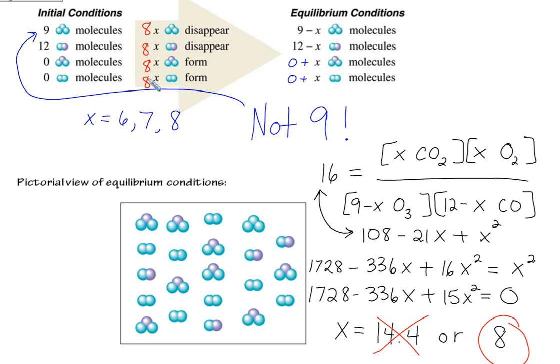So here's a visual of the final equilibrium conditions. We should decrease that by 8, so there should be 1 O3. There we go. There should be 12 minus 8, 4 carbon monoxides. 1, 2, 3, 4. Yep. And then the products will go up by 8. So there should be 8 CO2s and 8 O2s. 1, 2, 3, 4, 5, 6, 7, 8, and 1, 2, 3, 4, 5, 6. Bingo, there it is. If we plug that into our K expression, we're going to get 16.